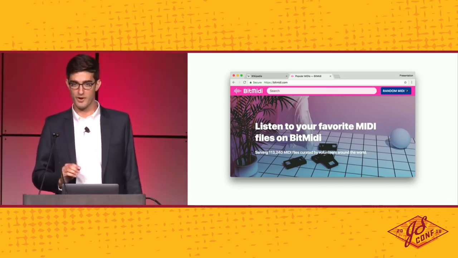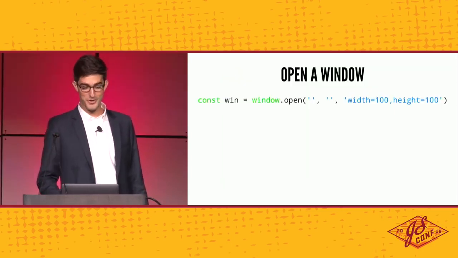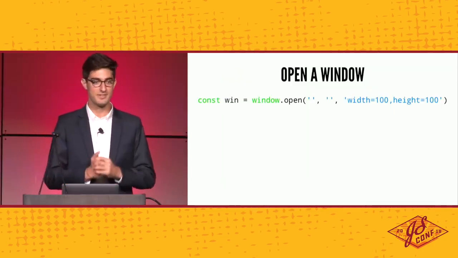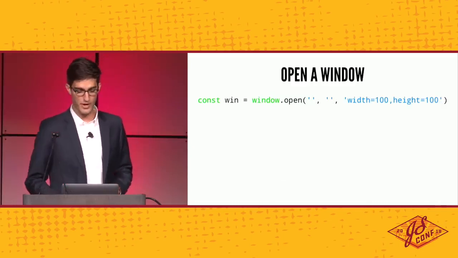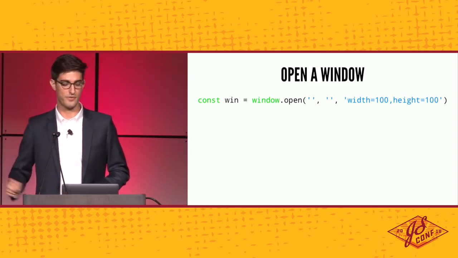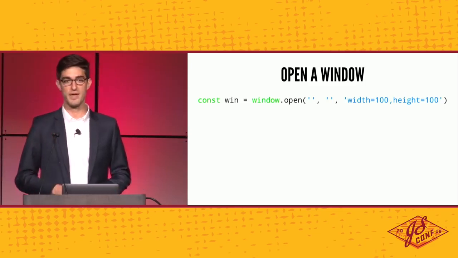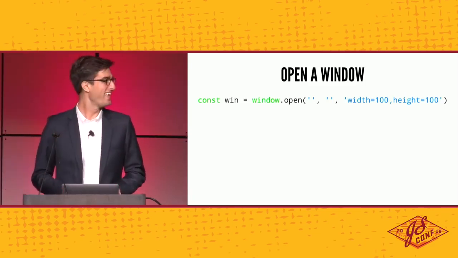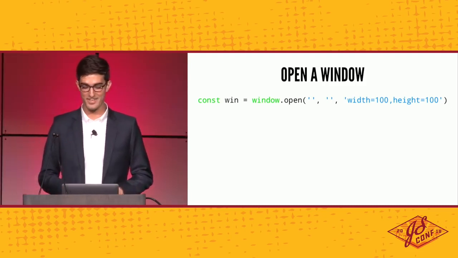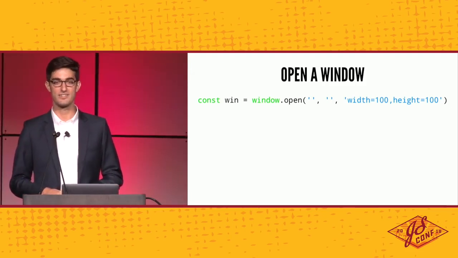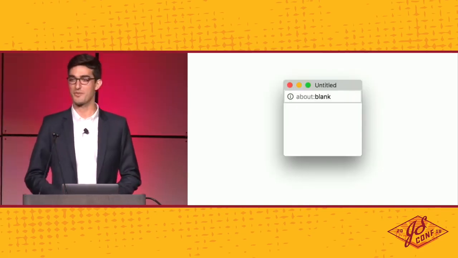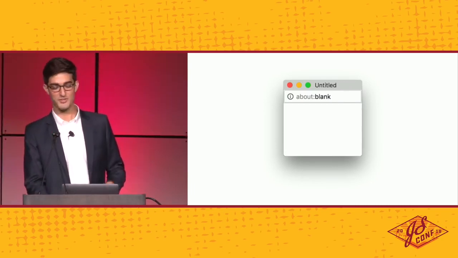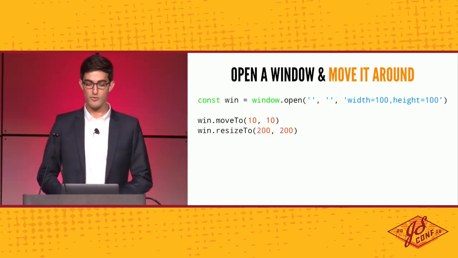But I figured out a workaround for it. If you open a new window using window.open, then you get this little window that pops up. You can see the parameters there, it's a really weird API. The first two parameters don't work anymore, so you just pass empty strings. The third one is a comma-separated list of properties. I don't know why it's not an object, but anyway, that's what you do. And then you get this little window that pops up. And OK, so that's cool. Now let's try to move it around.